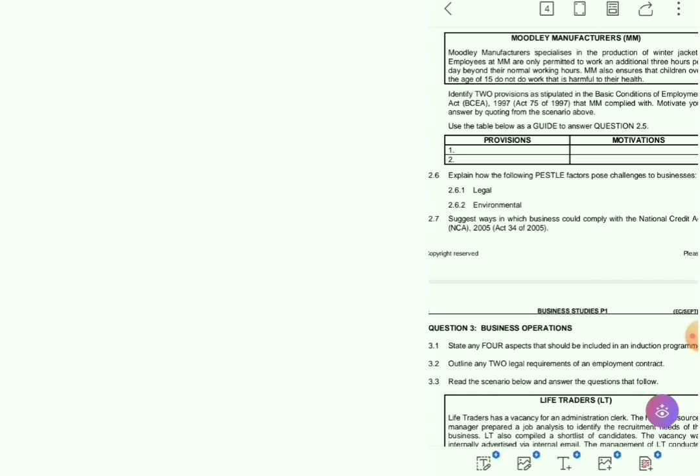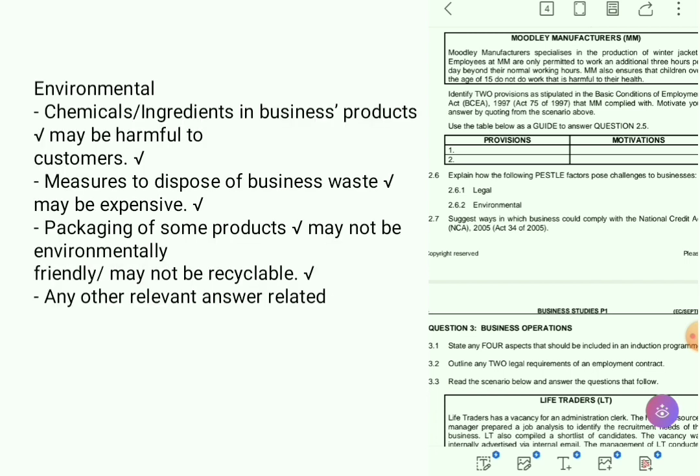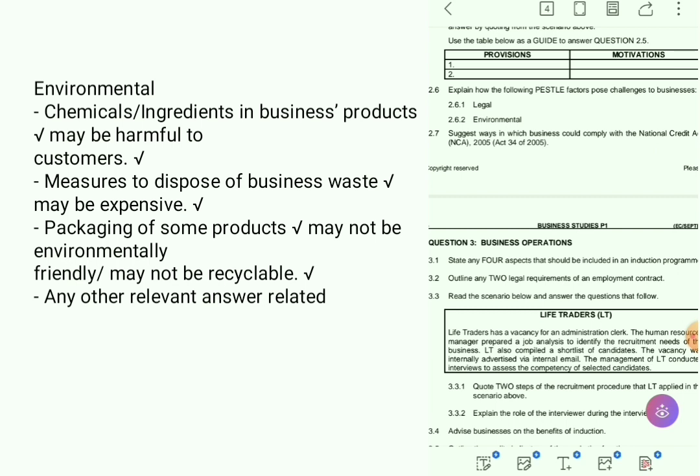2.6.2, we can say environmental. Chemical ingredients in the business products may be harmful to the customers. Measures to dispose of business waste may be expensive. Packaging of some products may not be environmentally friendly, may not be recyclable. So that's it.